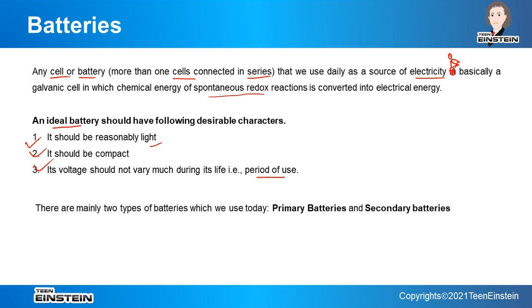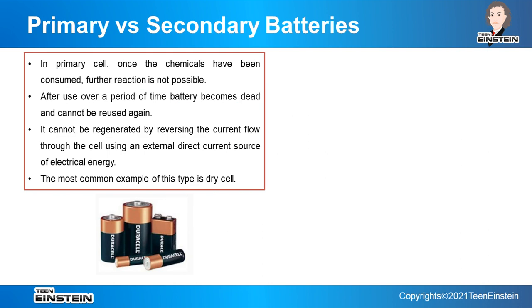Now there are two types of batteries which we use mostly, primary batteries and secondary batteries, and under each category we will discuss one particular example which is most important. But first of all we have to know what is the basic difference between these two types of batteries. Primary battery versus secondary battery.